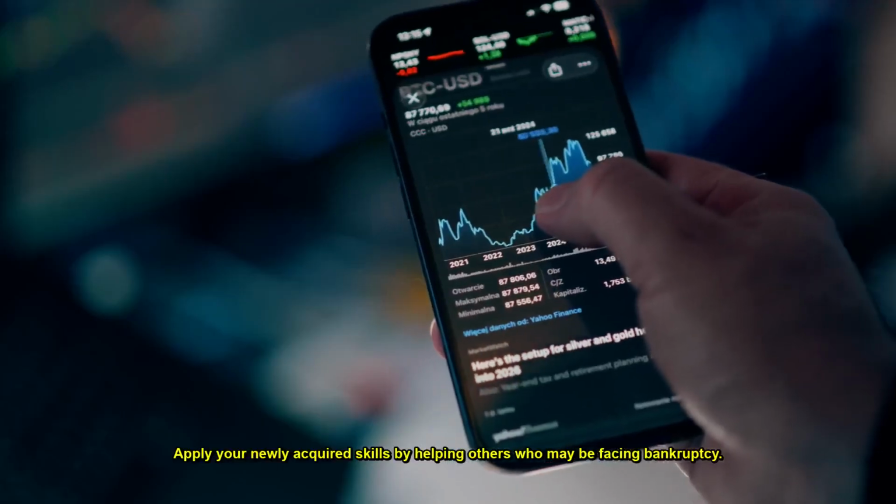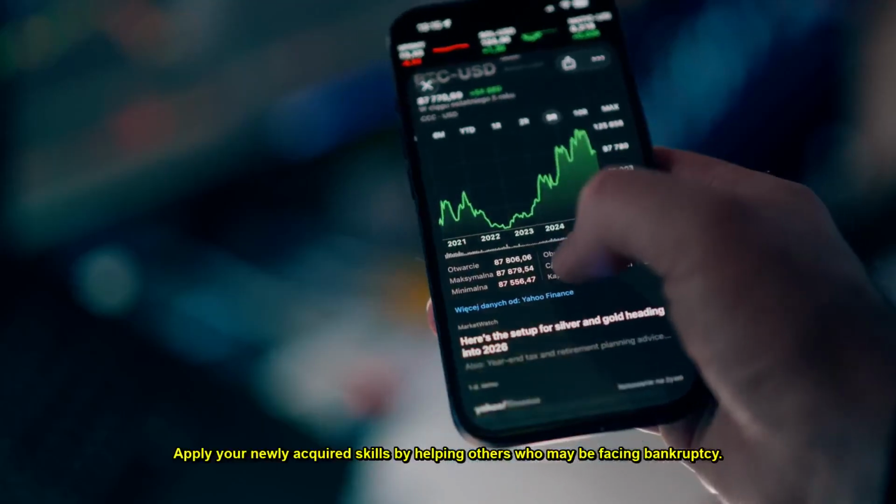Apply your newly acquired skills by helping others who may be facing bankruptcy. Reflect on your progress periodically to determine areas for further development. Consider seeking legal advice to complement your knowledge and ensure you are well prepared. Commit to continuous learning by revisiting Upsolve's resources regularly as they update their offerings.